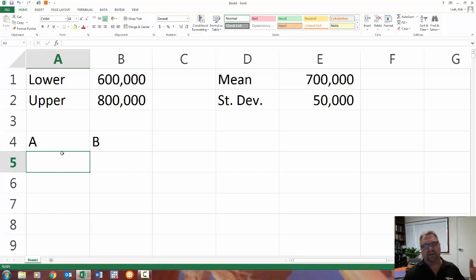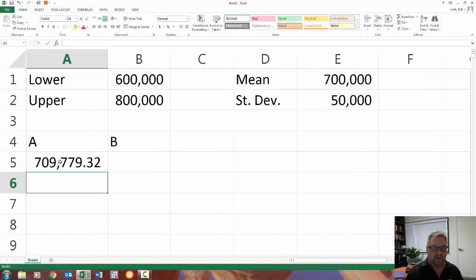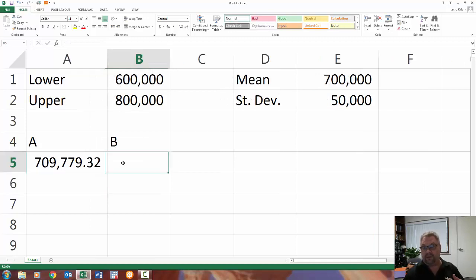Since A is a continuous uniform distribution, we want to use that formula. So again, I'm going to take the lower bound plus my RAND function times my upper minus my lower bound. And then I want to copy this down, so I want to make sure I anchor my bounds. There we go. Okay, so that would be A's potential bid.